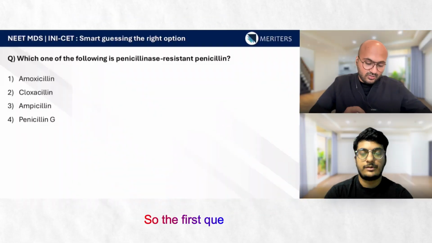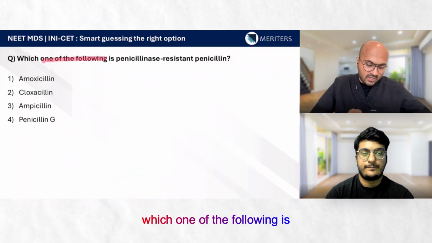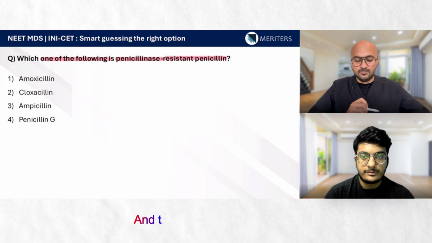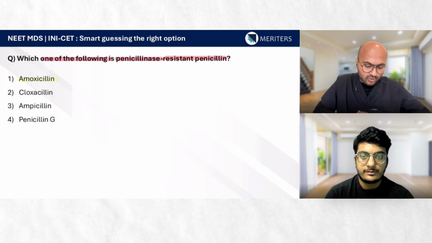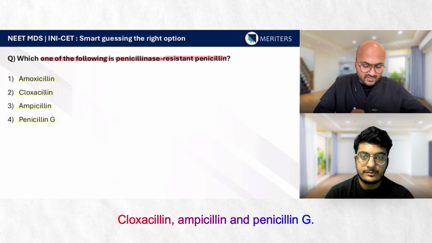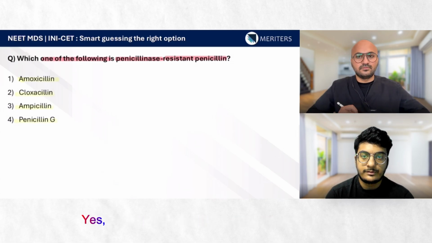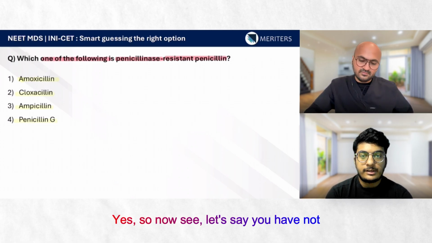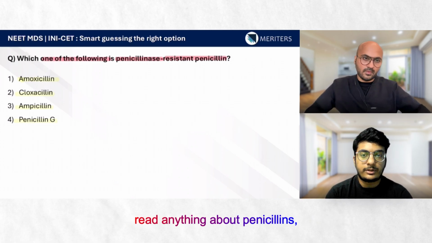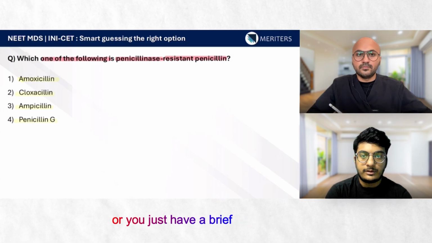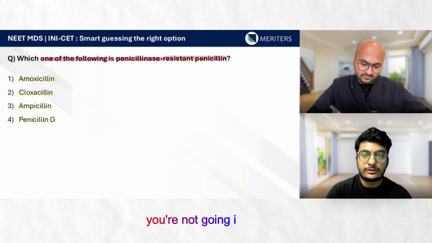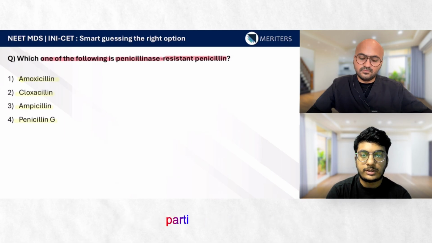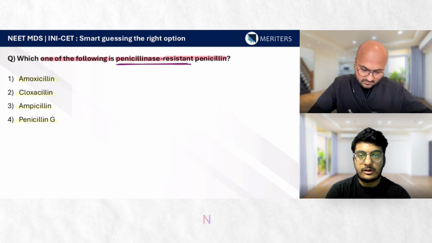Right. So the first question here is, which one of the following is penicillinase-resistant penicillin? And the options are amoxicillin, cloxacillin, ampicillin, and penicillin G. So what would be your strategy, Dr. Sahil? Yes. So now see, let's say you have not read anything about penicillins. You just have a brief introduction, but you have not gone into depth about which is a penicillinase resistant. Let's say you are confused in this particular question.